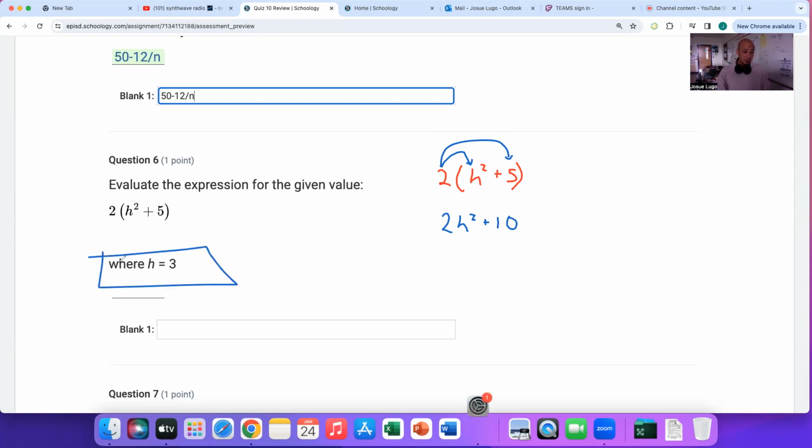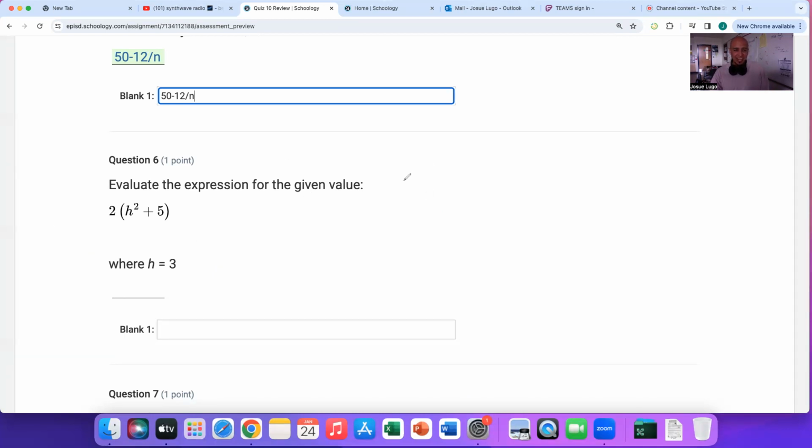However, that is not what this is asking, because when I keep reading, I can see that it tells me what h is. It says where h is equal to 3. Meaning that I can start over and I can just substitute all the h's with a number 3. So instead of 2h squared, I'm going to have 2, parentheses, 3, because I'm replacing the h with a 3, squared, which is to the second power, plus 5.